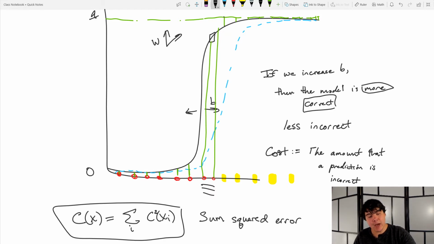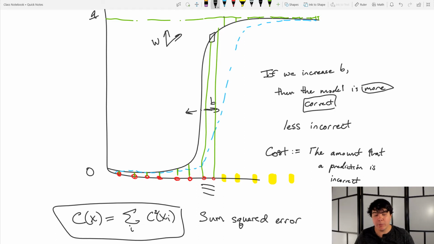And so we have this mathematical model here. And what we can do is we can perturb b just a little bit, right? What happens when we change b? We can calculate a new cost. And if that new cost is lower, that was a good change. If our new cost was higher, that was a bad change.